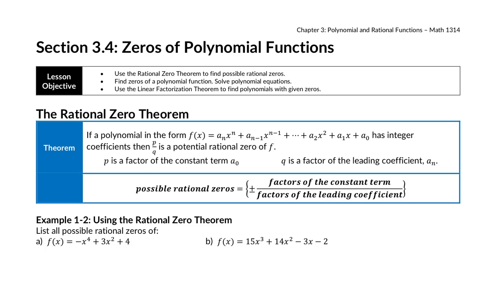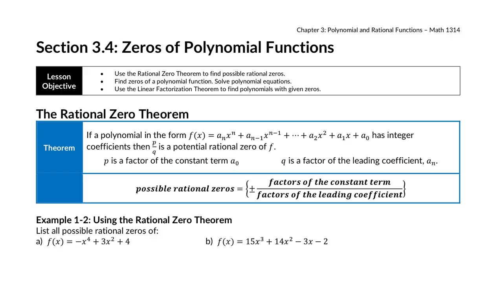Okay, section 3.4 is titled Zeros of Polynomial Functions. And if you're thinking to yourself, Miss Quigley, we've been finding the zeros of polynomial functions because those are where the graph crosses the x-axis, you would be correct. The problem is, as we get to higher and higher degree of polynomials, the algebra skills that we have used so far are inadequate to be able to solve and find the zeros of polynomial functions.